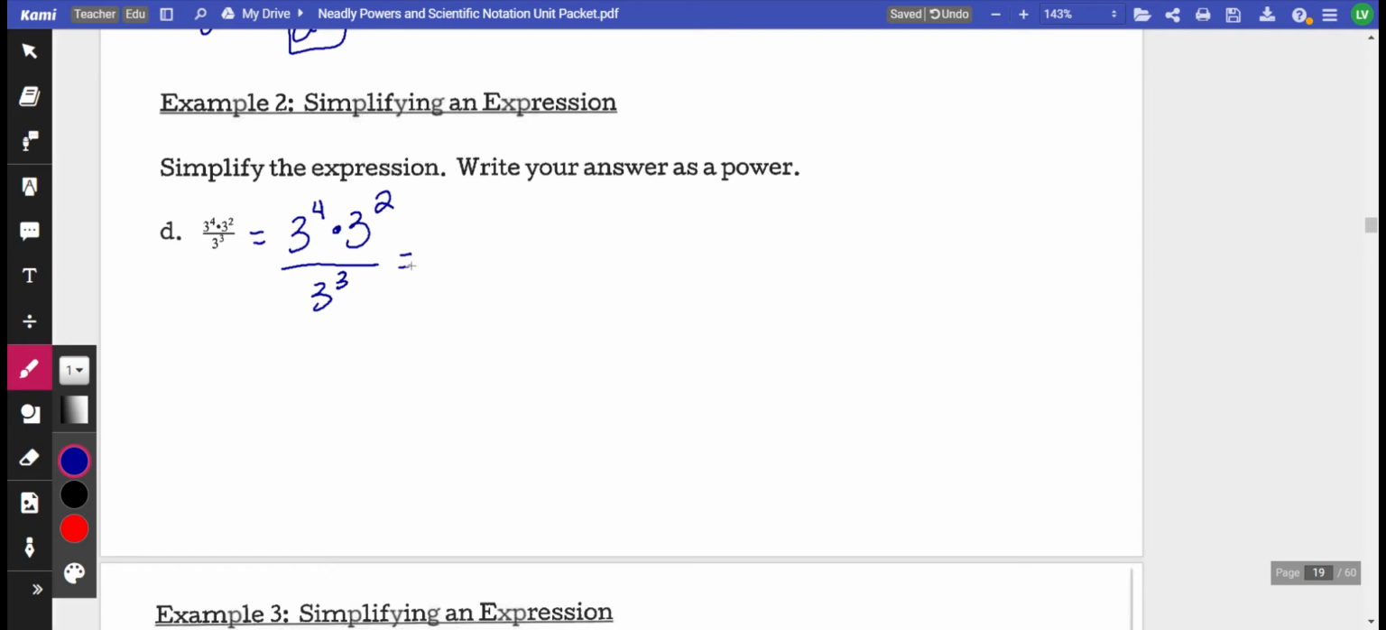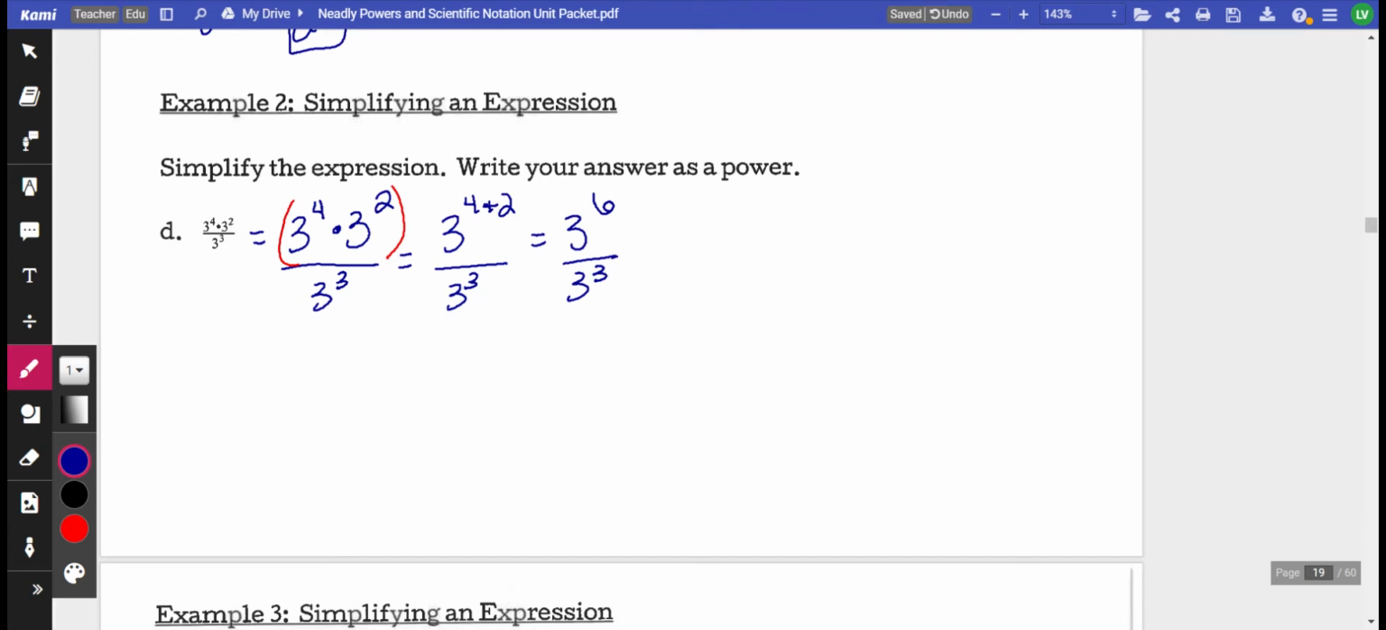Well, I'm going to start with my order of operations and multiply the numerator first because I want to combine my like terms. So if it helps, put this in parentheses. 3 to the 4th power times 3 squared. I want to add my exponents because I have two bases and I'm multiplying them. 3 to the 4th plus 2 equals 3 to the 6th power. Then I'm just going to bring 3 to the 3rd power over each time.